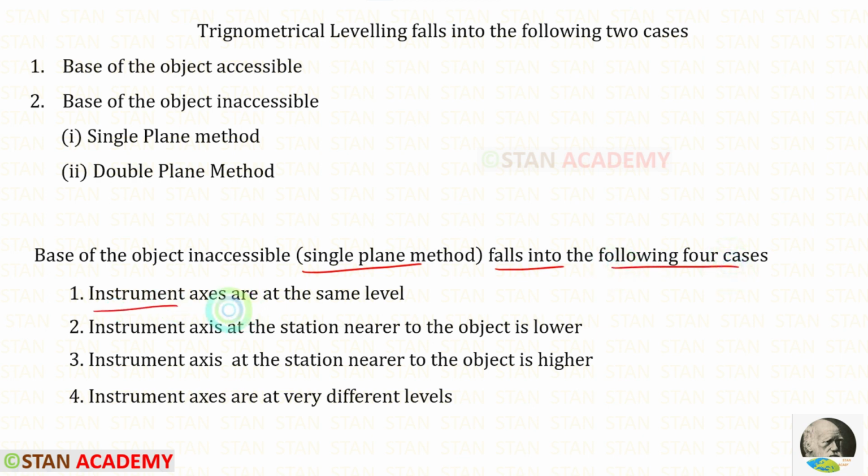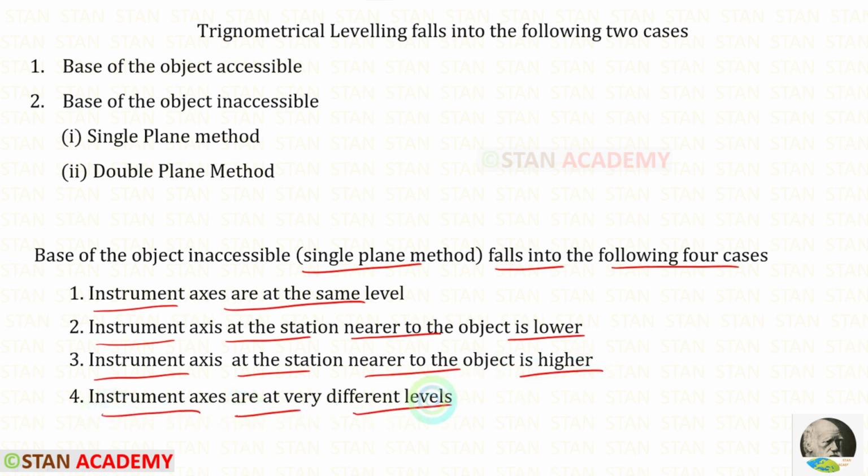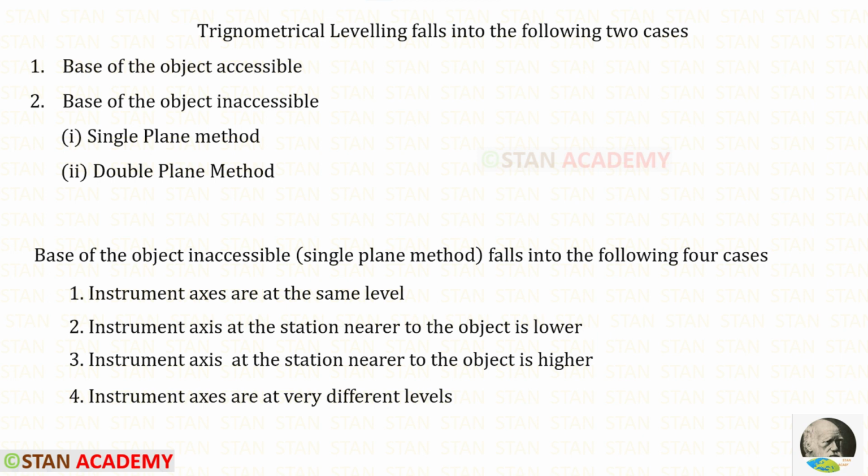Instrument axes are at the same level. Instrument axis at the station nearer to the object is lower. Instrument axis at the station nearer to the object is higher. Instrument axes are at very different levels. Today we are going to see the first case. Instrument axes are at the same level.